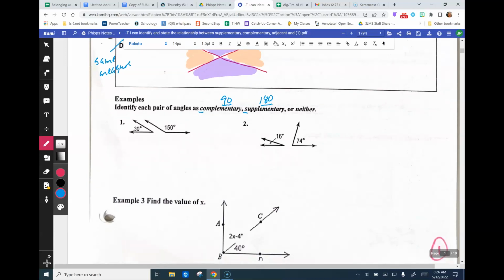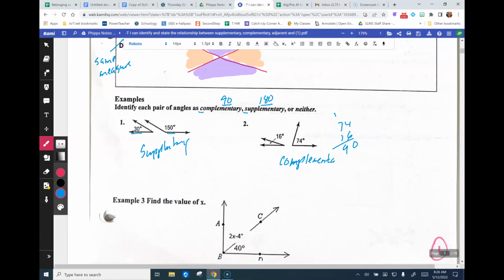So all we have to do is decide if these are complementary or supplementary. I take these two angles. Does that add to 180? Yes. Then these are supplementary. On number 2, do they add to 180? Well, no. So 74 and 16, what does that add to? 90. And those are complementary. Okay?